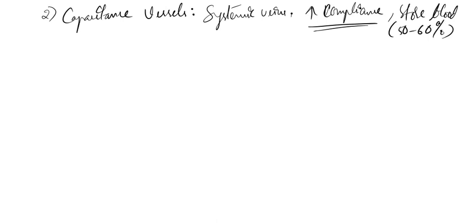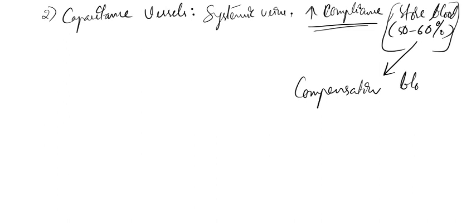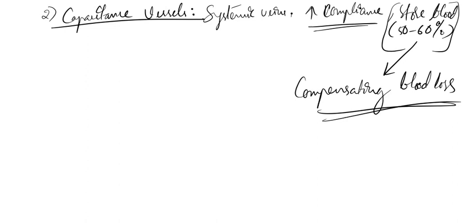Remember, by storing lots and lots of blood, it helps in compensating the blood loss during an emergency condition. So that's why these vessels are defined as capacitance vessels. They have the capacity to store a lot of blood, nearly 50 to 60% of the stored blood.